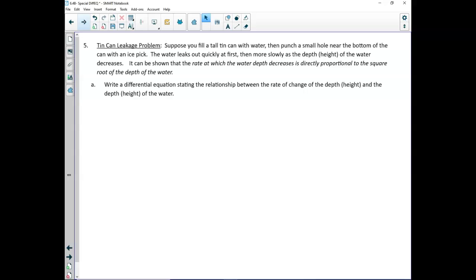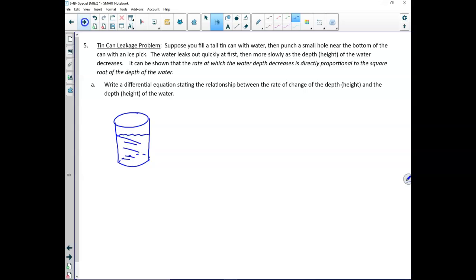This one has a little bit different spin. Suppose you fill a tin can with water, then punch a small hole near the bottom of the can with an ice pick. The water leaks out quickly at first, and then more slowly as the depth or height of the water decreases. So basically, we are looking at a cute little can here, and it's filled up with water, and the water is just kind of dribbling out of it, right? And it can be shown that the rate at which the water depth decreases is directly proportional to the square root of the depth.